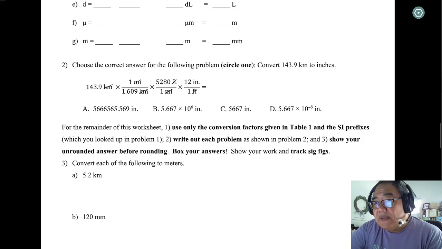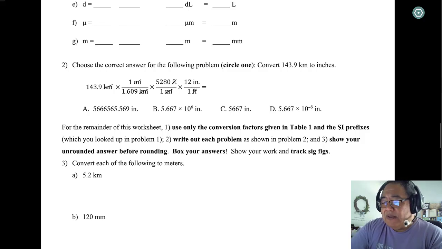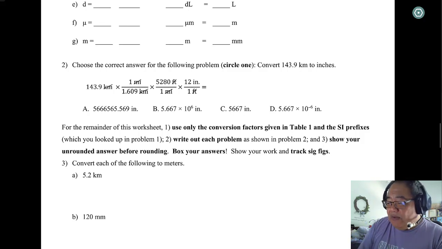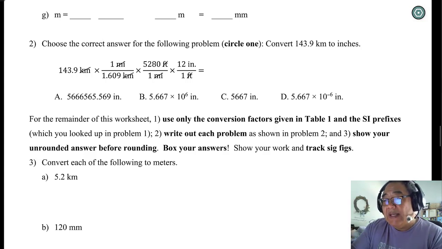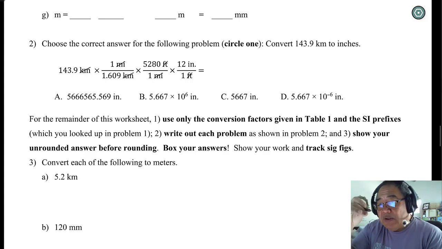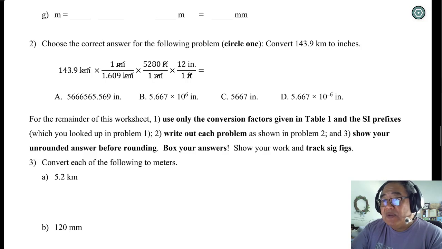Now, we're also supposed to be doing significant figures. But the reason problem 2 is here is to show you how you're supposed to set up all your problems. I don't want a bunch of one-step calculations. I want you to string it out, is what we say. We want you to start with the given number and do the conversions until you get to the answer you're supposed to get to.